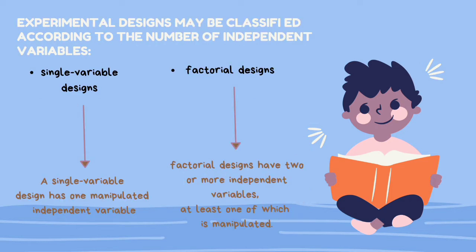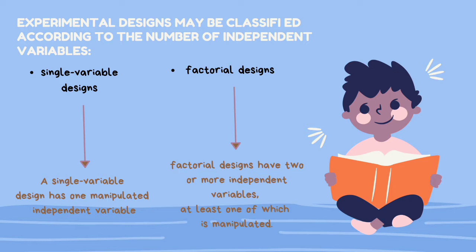In this slide, experimental designs may be classified according to the number of independent variables. The first is single variable designs. A single variable design has one manipulated independent variable. Single variable research focuses on a single variable rather than a relationship between variables. And the second is factorial design.